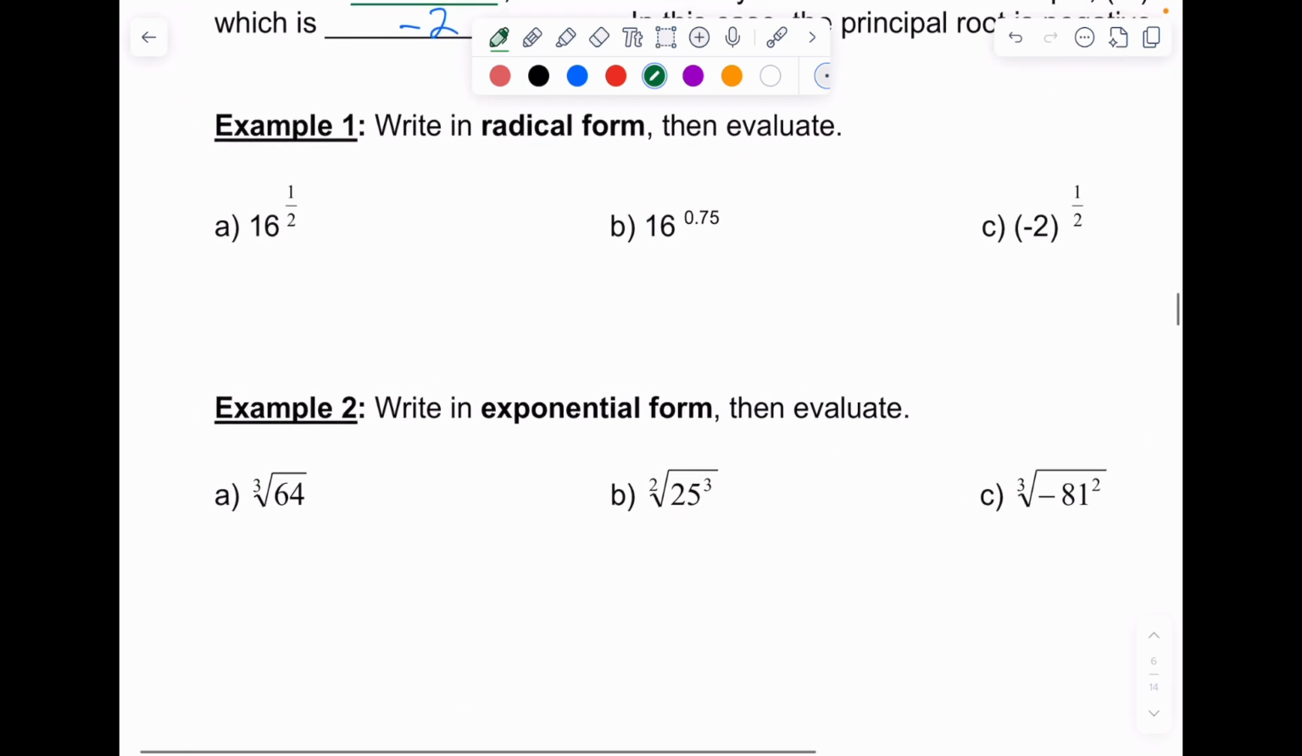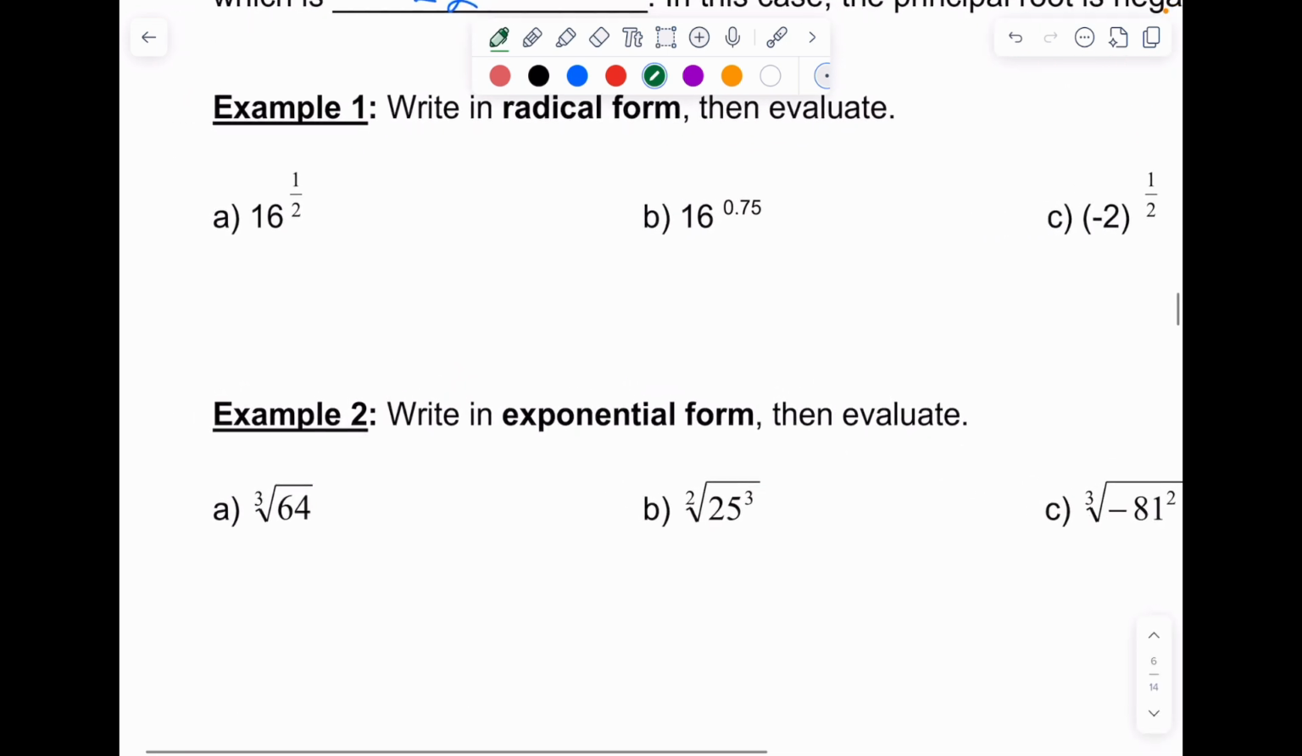Okay, so in the first one here, let's do it. 16 to the 1/2. Well, I'm asking you to take the second root of 16. So you're putting this in radical form. Well, it's the base 16 put under the square root. Okay? So again, that's how you write it.